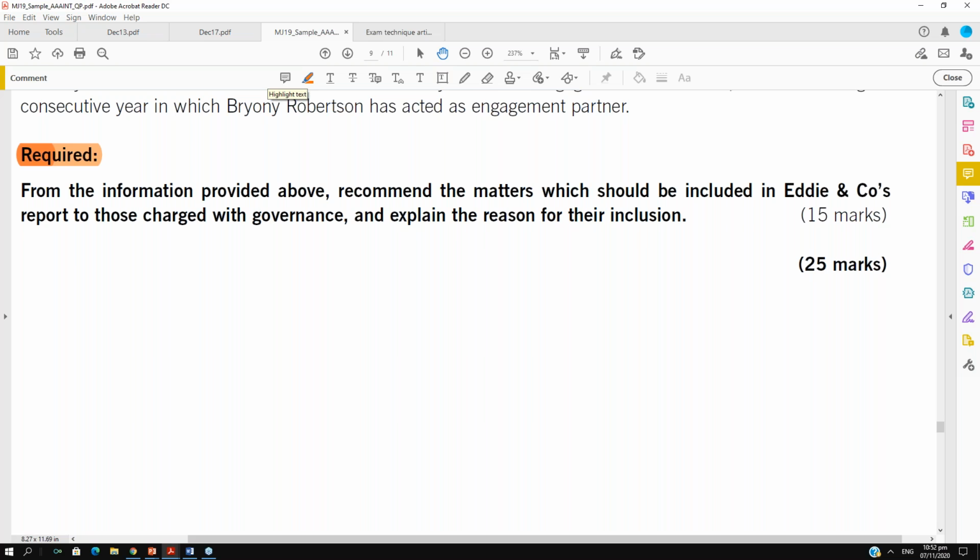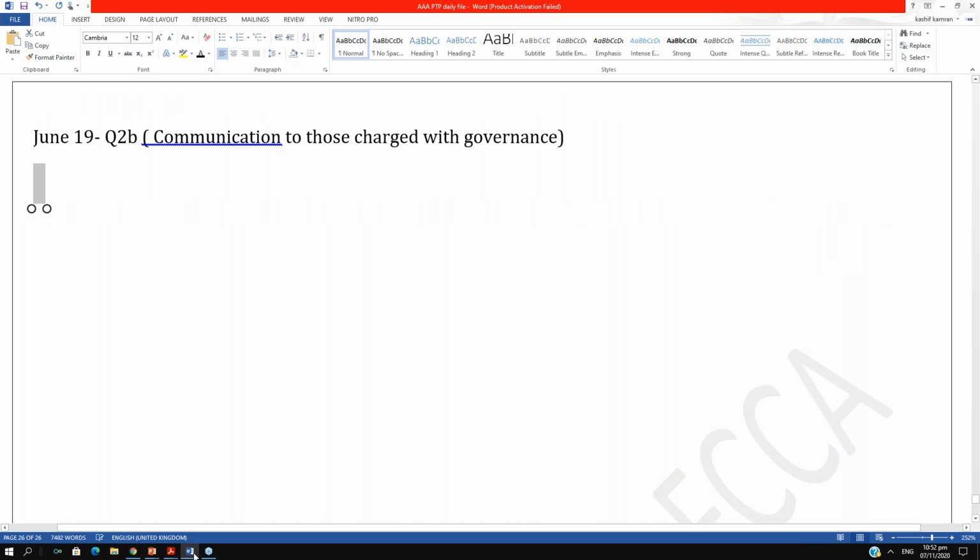How many marks do we have for this requirement? 15 marks out of the 25 marks. Such an important requirement. And this question has only come once. Is there a potential that the examiner might repeat this question in December exams or later exams? The answer to this is yes. So let's understand and let's explore this question.